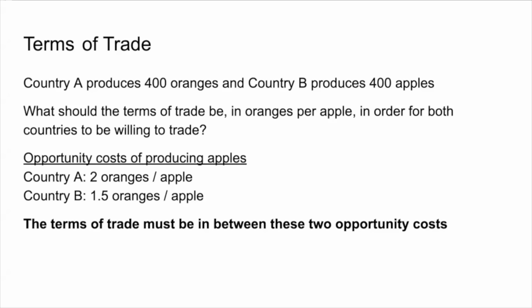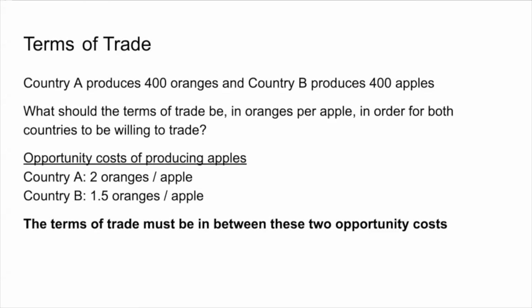We have the opportunity cost of producing apples for each country listed here, and the terms of trade must be in between these two opportunity costs. Because, for example, if it was lower than 1.5 oranges per apple, then country B would not be willing to purchase oranges from country A because they could get more oranges by producing oranges themselves.